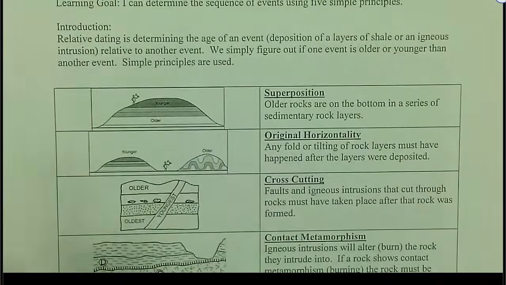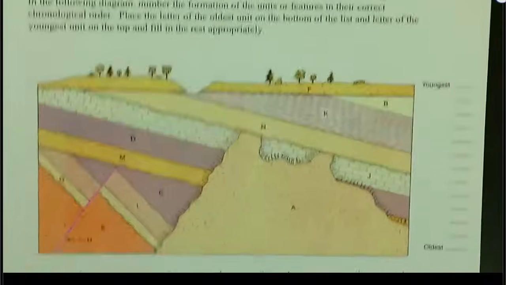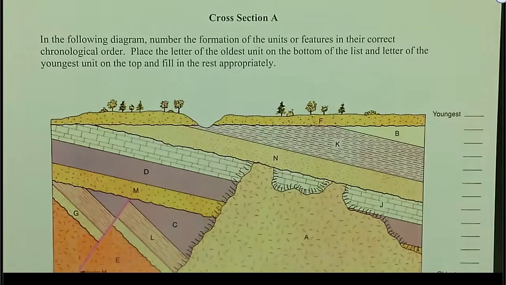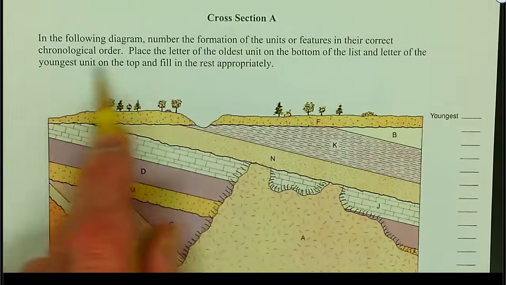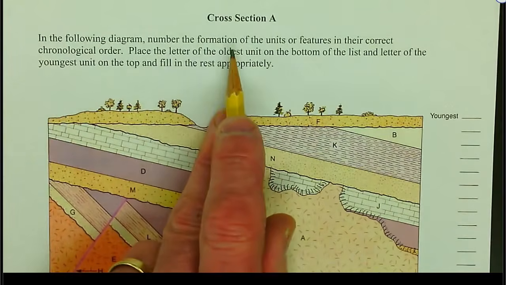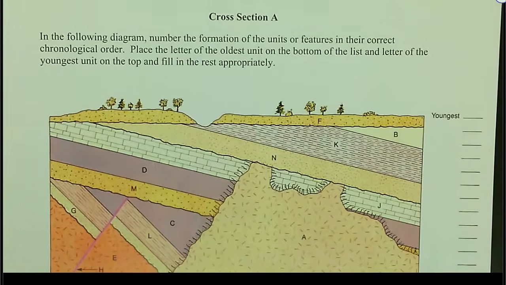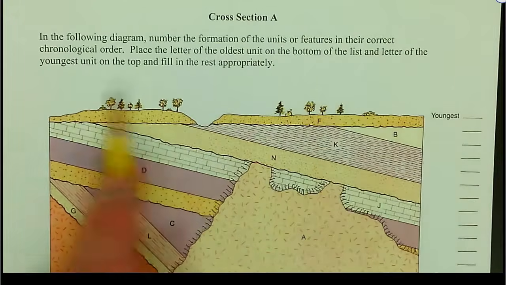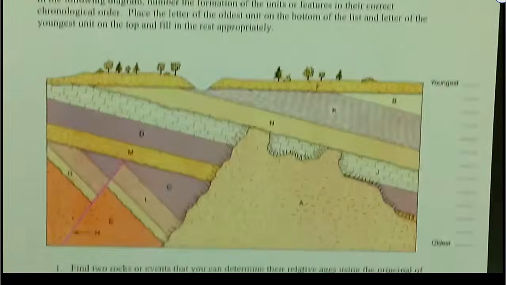Using these principles, we can then find the relative ages of a series of rocks. Let's take a look at cross-section A. In the following diagram, number the formation of the units or features in their correct chronological order. Place the letter of the oldest unit on the bottom of the list and the letter of the youngest unit on the top, and fill in the rest appropriately. All right, let's take a look.